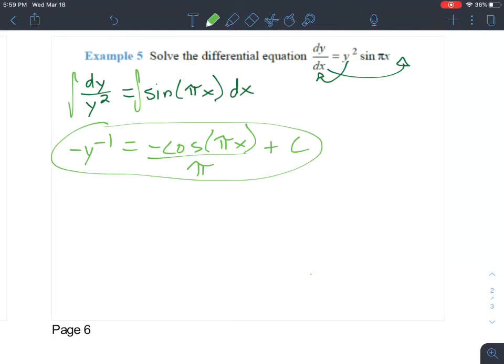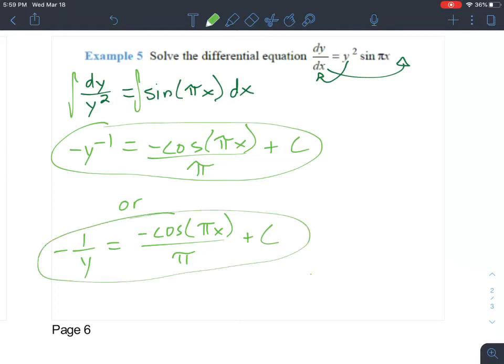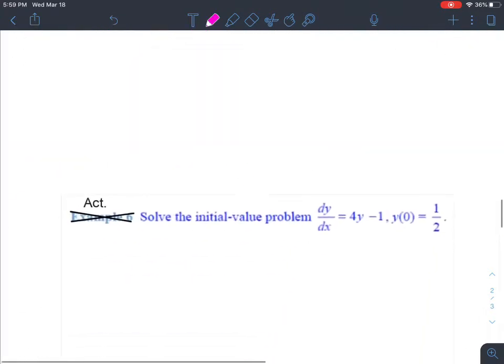Anyway, this here would be acceptable to leave as your answer. If you wanted, you could change it into negative 1 over y equals negative cosine of pi over x, pi times x over pi plus c. You could do that too. Like I said though, it's not really worth trying to get y all by itself here. It's not as easy as just doing the reciprocal. You would actually need to get this part into a single fraction first before you could do the reciprocal. That's just too much work, so we're not going to worry about it.